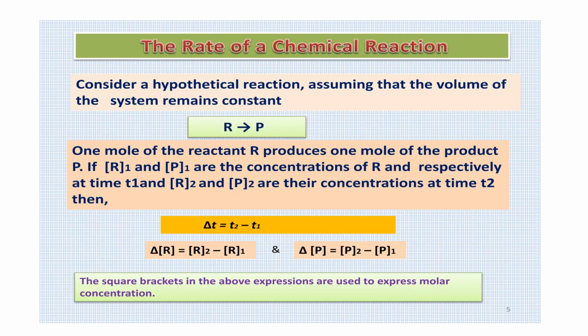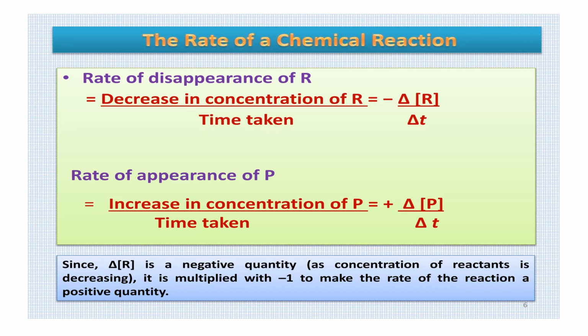Consider a hypothetical reaction, R goes to P. Then 1 mole of the reactant R produces 1 mole of product P. The rate of a chemical reaction. Rate of disappearance of R is equal to decrease in concentration of R divided by time taken. Rate of appearance of P is equal to increase in concentration of P divided by time taken.